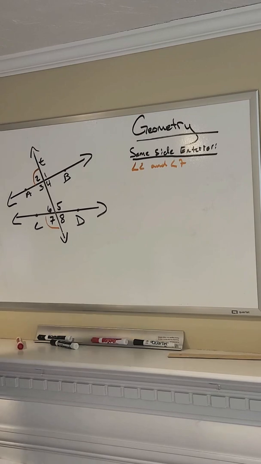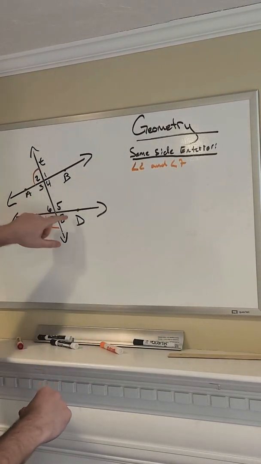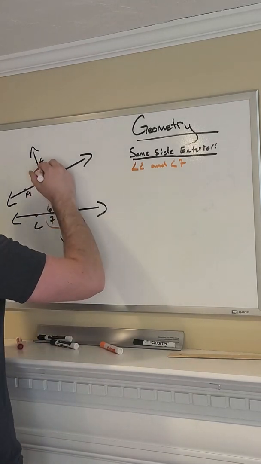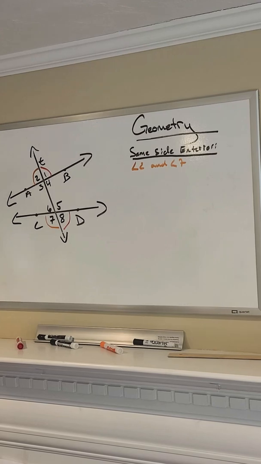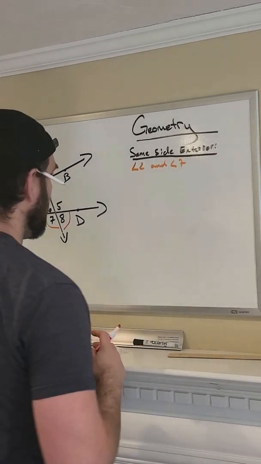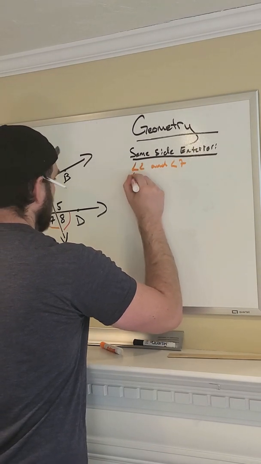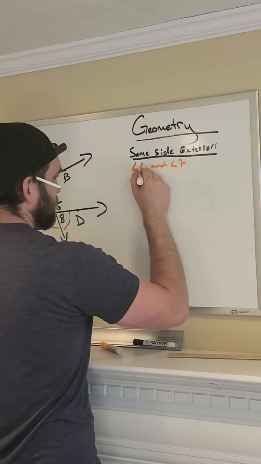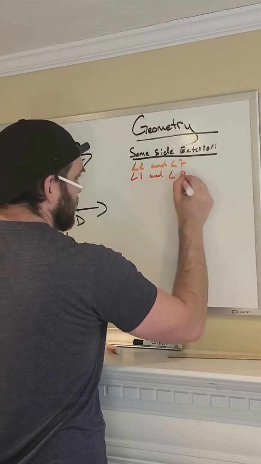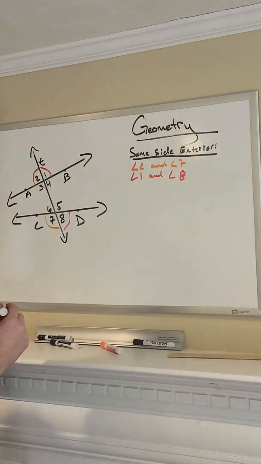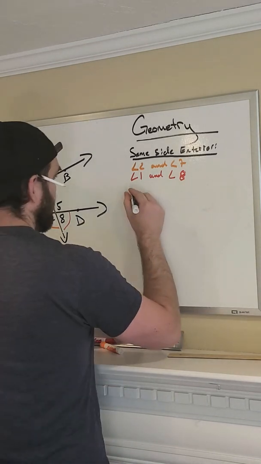And then I also have angle 1 and angle 8, because those are also on the same side of the transversal and on the exterior. So same side exterior: angle 1 and angle 8. Now, let's change it up. Let's do same side interior.